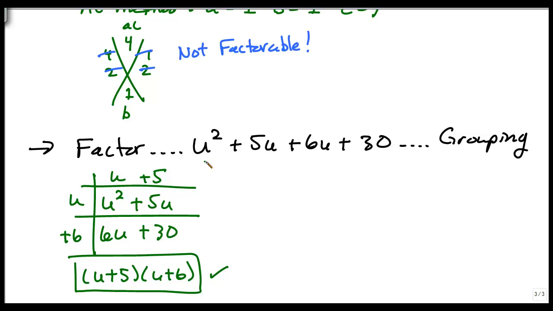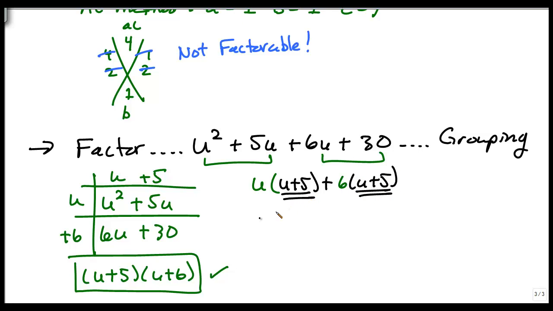Now if you use grouping on this, in my first group the greatest common factor is a u, so I'd factor out a u plus 5. In my second group the greatest common factor is a 6, so I'd factor out a u plus 5. Then I see the GCF of both groups is u plus 5 times u plus 6.